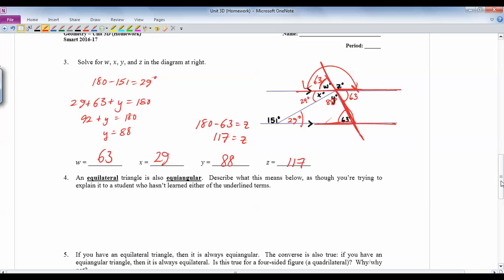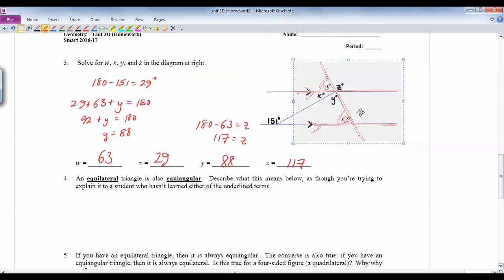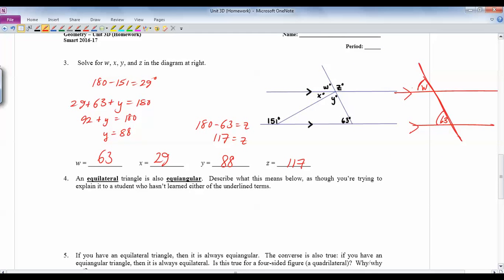By the way, you could also get that W is 63 this way. If you look at the picture, let me erase this stuff. This one's 63, this one's W. If I move this over, the lines are parallel, so the 63 and the W have to be congruent because they're corresponding angles. And we know parallel lines give us corresponding angles that are congruent.